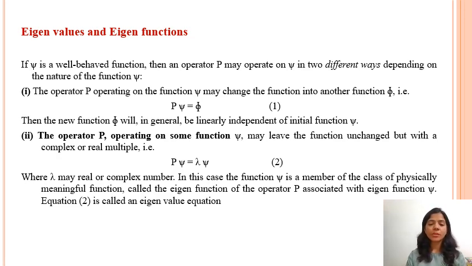Number 2. The operator P operating on some function psi may leave the function unchanged but with a complex or real multiple, that is P psi equal to lambda psi, where lambda may be a real or complex number. In this case, the function psi is a member of the class of physically meaningful functions called the eigenfunctions of the operator P associated with eigenvalue lambda. Equation 2 is called an eigenvalue equation.